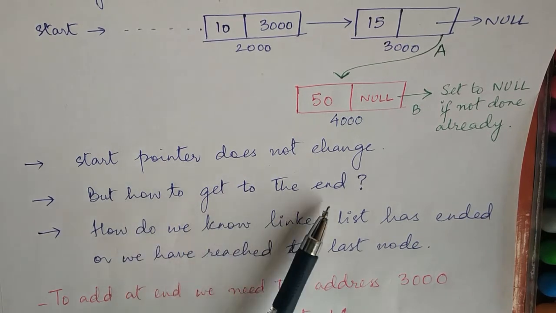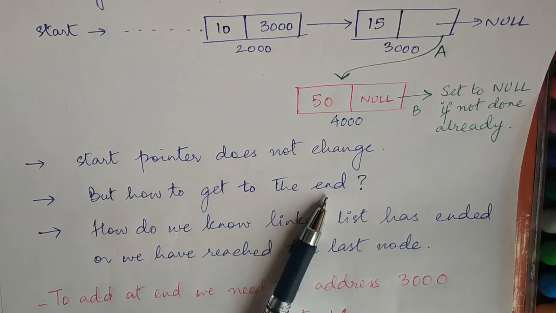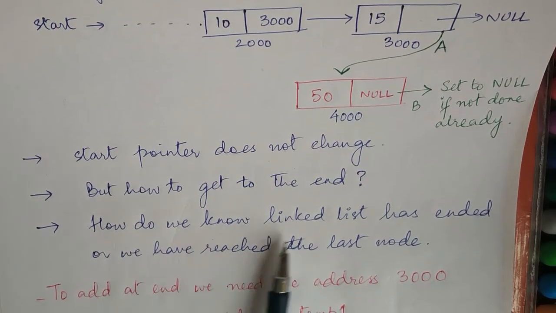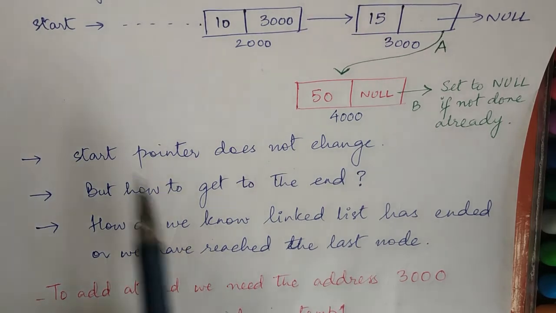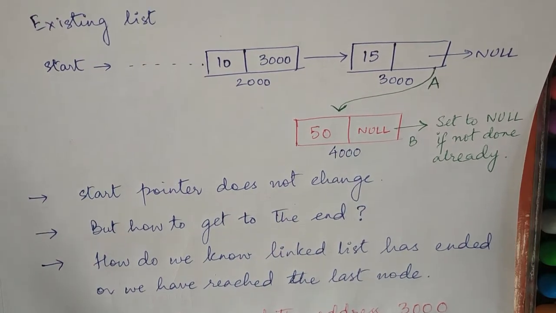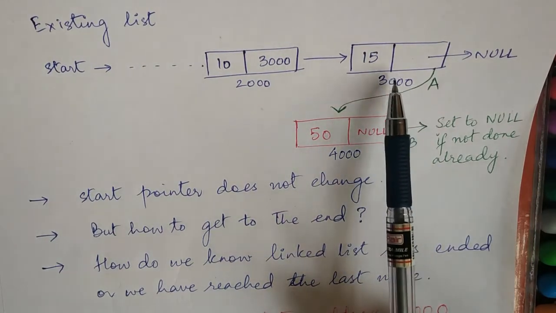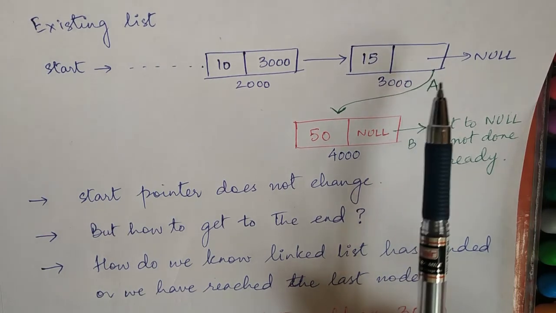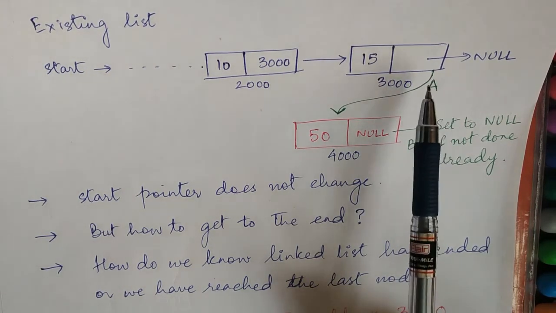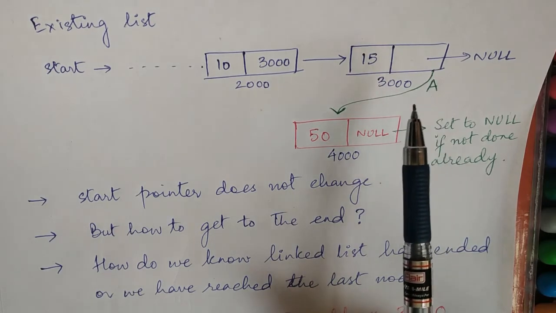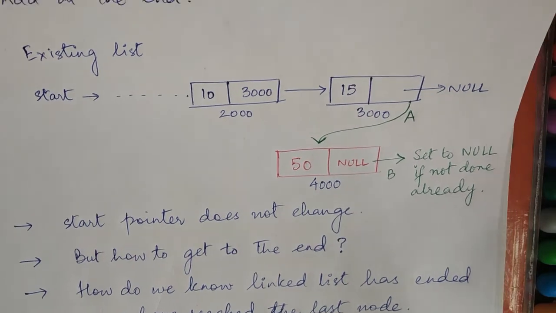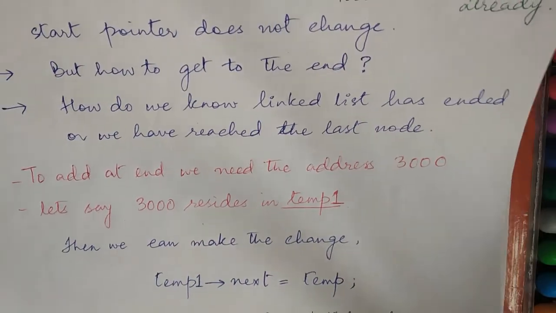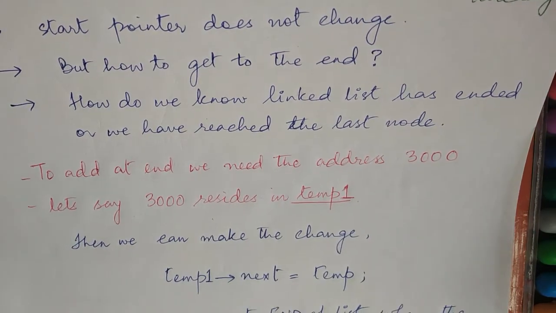But I need to go to the end of the linked list. How do we get there? So let's see, we'll see that in a while. How do we know the linked list has ended or we have reached the last node? So the only indication for us in a linked list which tells us that this is the last node of the linked list is that the next field is null. So we have to go all the way to the end so that we reach this last node.